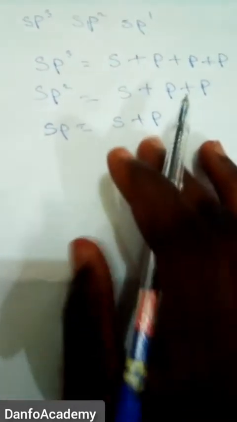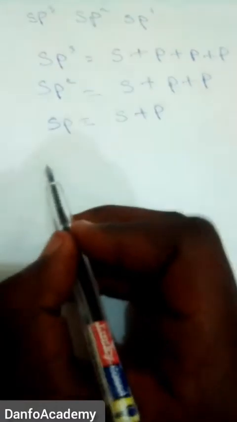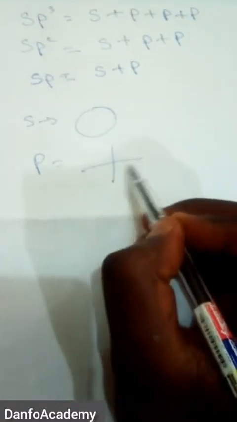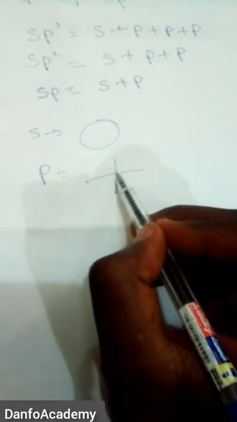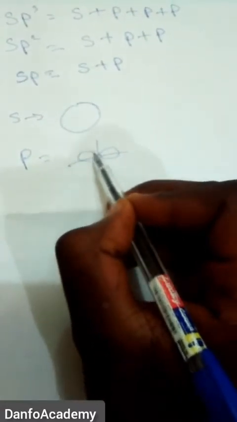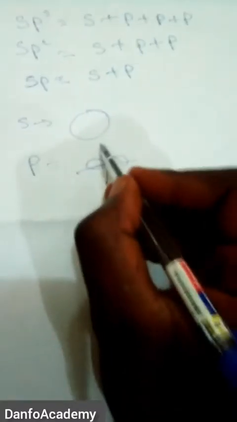Now, what's the shape of the s orbital? You should know that the shape of the s orbital is always spherical, while the shape of the p orbital is always dumbbell shaped. You can have your p as px, which forms a lobe around the x-axis. This is called px.